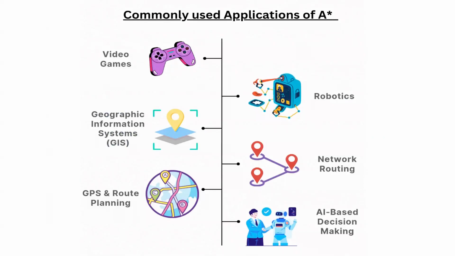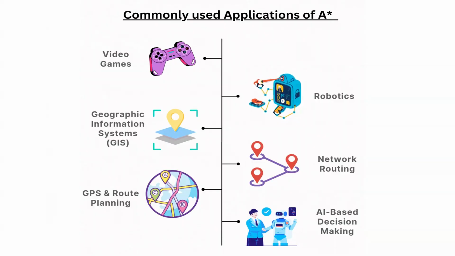So video games. In video games, we can say A-star is employed to manage the movements of non-player characters, like NPCs, allowing them to navigate complex terrains and respond to the dynamic player actions. It is also used in real-time strategy (RTS) and simulation games to enhance the AI decision making.